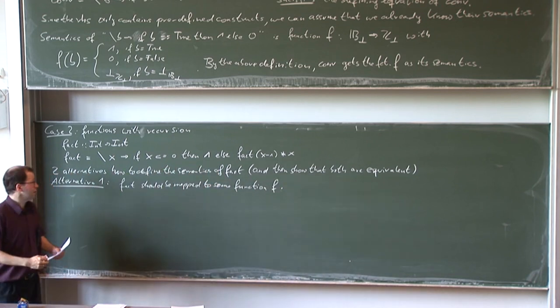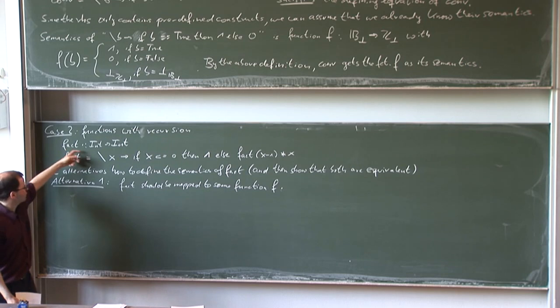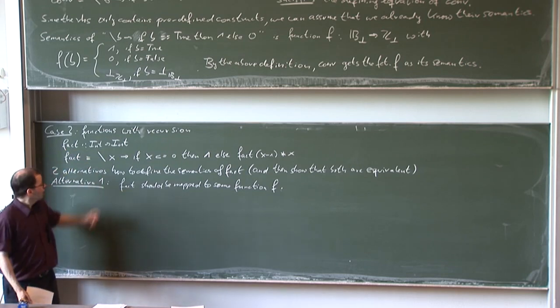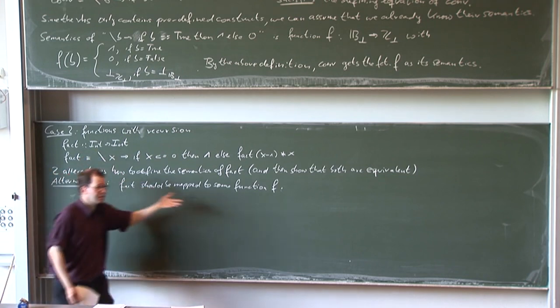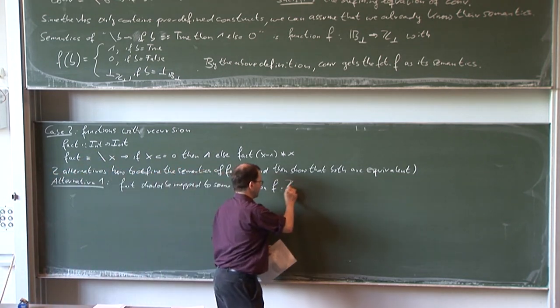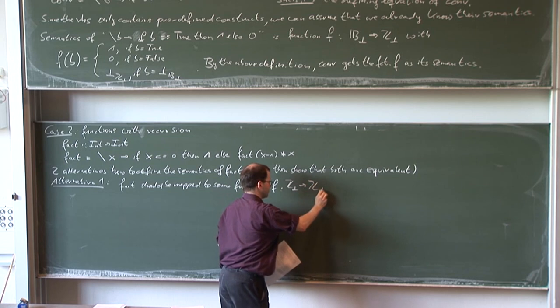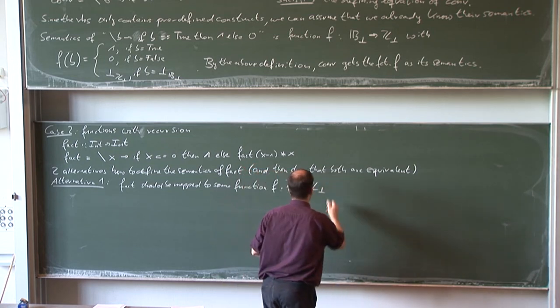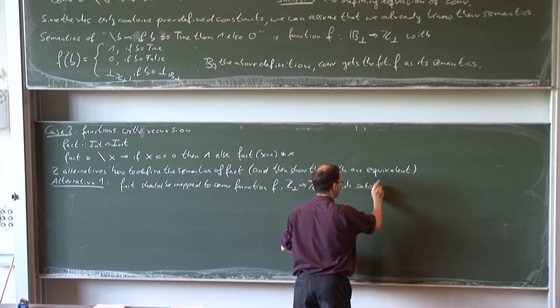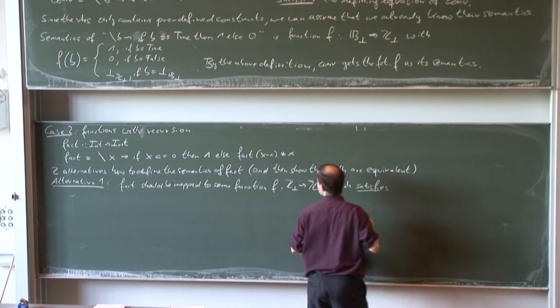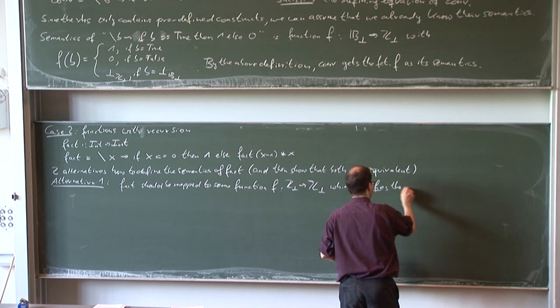Now we know already on which domains f has to operate. So fact is a function symbol of type int arrow int. And we know the domain corresponding to int is z bottom. So the semantics should be a function from z bottom to z bottom, which satisfies the defining equation of fact.